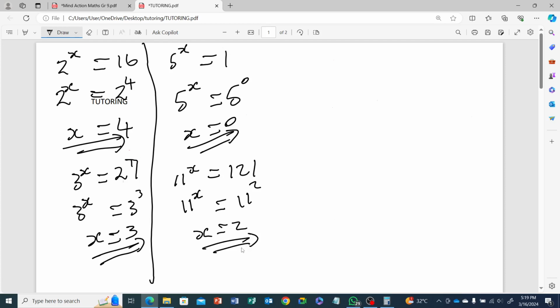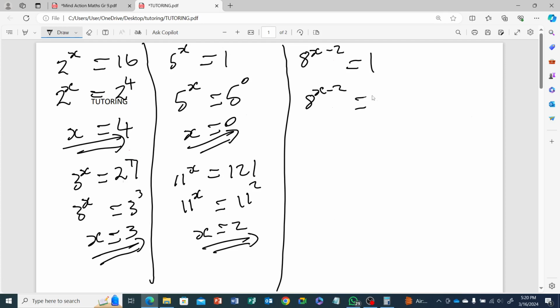Now we have another one, which is 8 exponent x minus 2 equals 1. So this can be written as 8 exponent x minus 2, which is equal to 8 exponent 0. Now you have the same base, you can drop the exponents. x minus 2 is equal to 0. Then you can add 2 to both sides, and x will effectively equal 2.